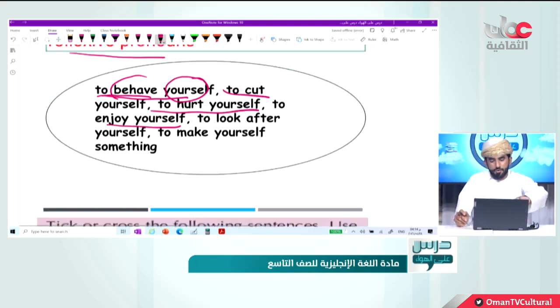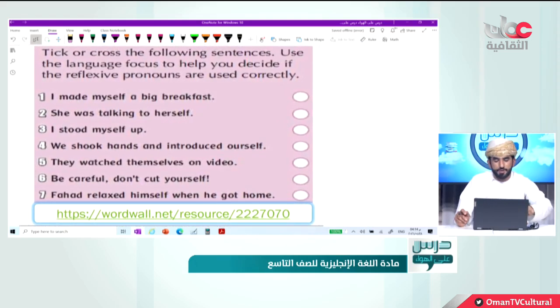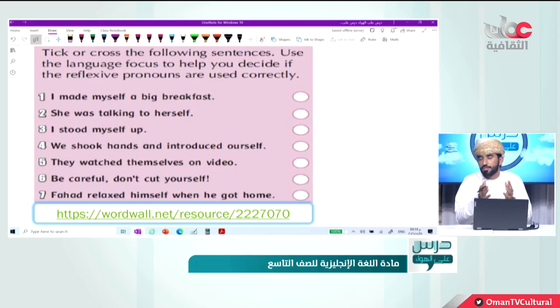Okay? Right. Now have a look at this task very quickly. What I'd like you to do in this task is find whether this sentence is true or false. Is it correct? Did we write the reflexive pronoun correctly in the sentence or not? I made myself a big breakfast. Is this correct, guys, or not? Yes, it is. Excellent. Very good. What about number 2? She was talking to herself. Is it correct? Yes, thank you so much.